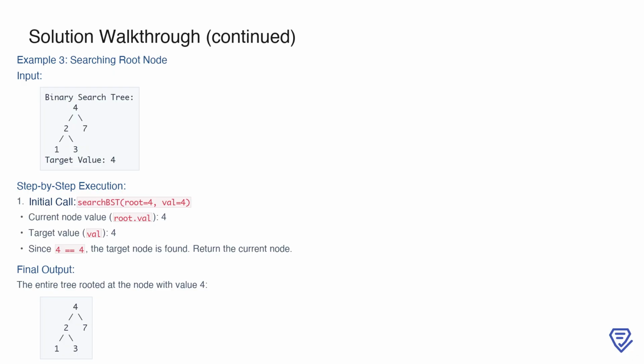The function returns the entire tree rooted at the node with value 4, which includes all the original nodes, 4 as the root, 2 and 7 as its children, and 1 and 3 as the left and right children of 2, respectively.